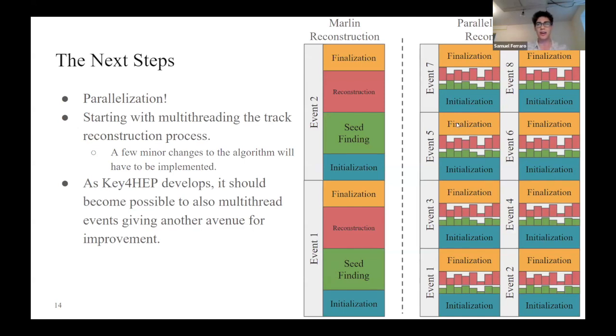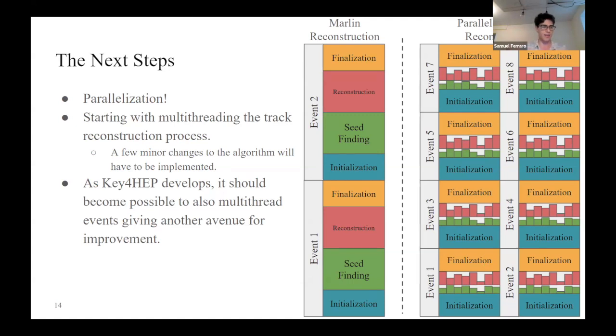We'll start with within-event parallelization, taking the seed finding and reconstruction steps that take a lot of time and parallelizing those. A few changes are left to be made, but in the end, it should be doable, making the event processing time significantly faster. And as Key4hep develops, it should become possible to multi-thread over events, meaning that in the end, we should get something that looks similar to this cartoon where you have multiple events running at the same time, all multi-threaded to run significantly faster than before.